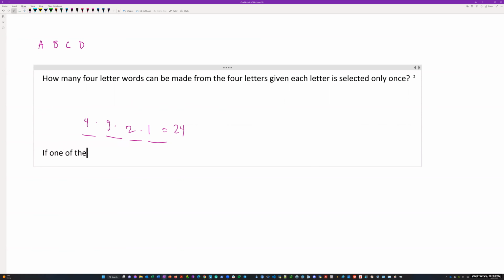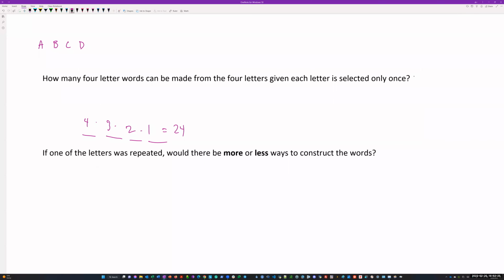If one of the letters was repeated, would there be more or less ways to construct the words? So in other words, if one of these letters is repeated, let's say we have A, B, C, C now. So I have A, B, C, C, and now I want to make 4-letter words using each one of those letters one time. Would there be more or less ways to do so?